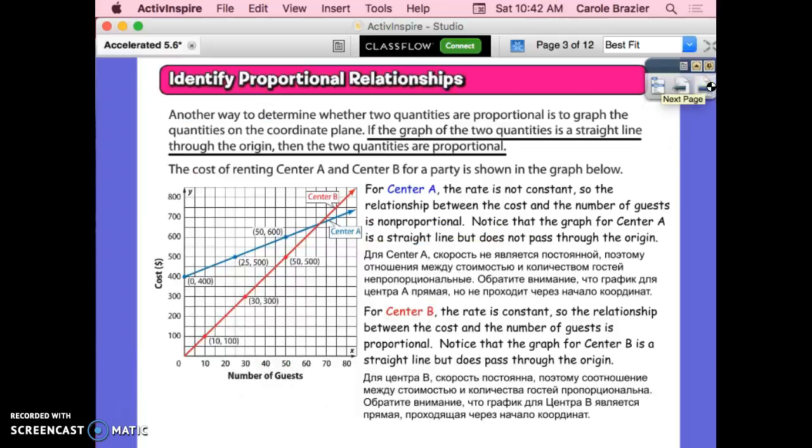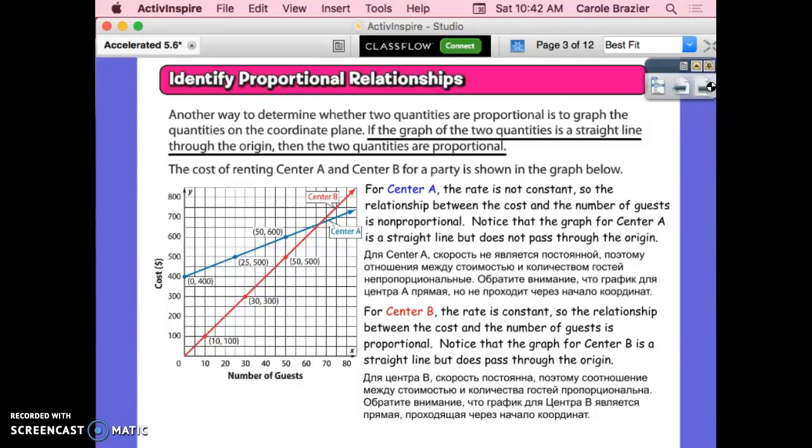Okay, so another way to determine if they are proportional is to make a graph. Okay, so if the graph of two quantities is in a straight line through the origin, then the quantities are proportional. So that underlined piece you need to make sure is in your notes.